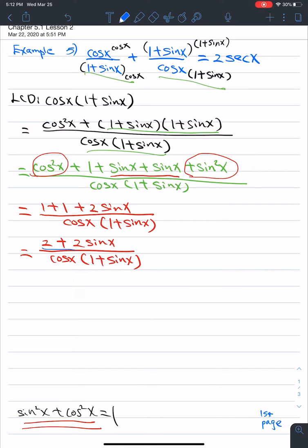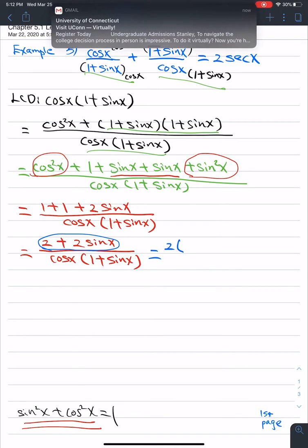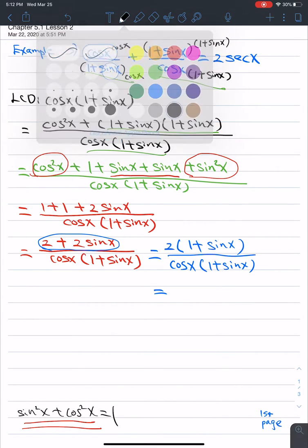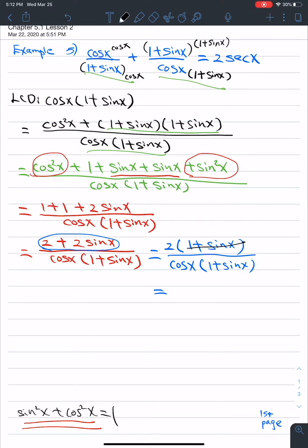And for those two right here, I'm sure you can see the GCF. So 1 plus sine and 1 plus sine cancel. I got 2 over cosine, which is the reciprocal. So I'm done. They are exactly the same.